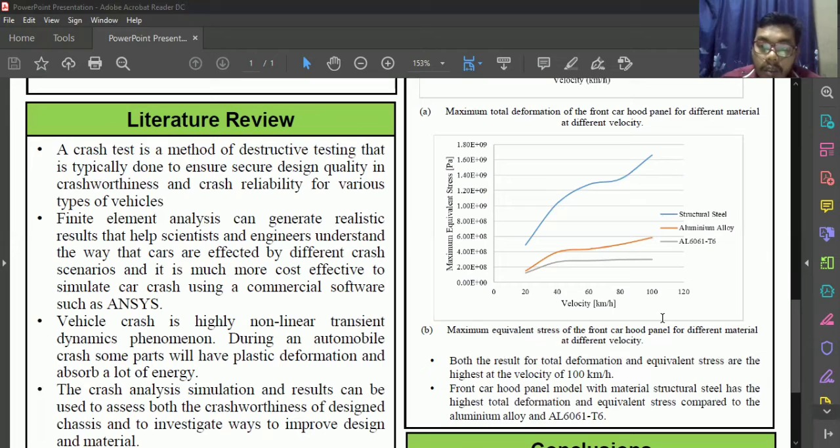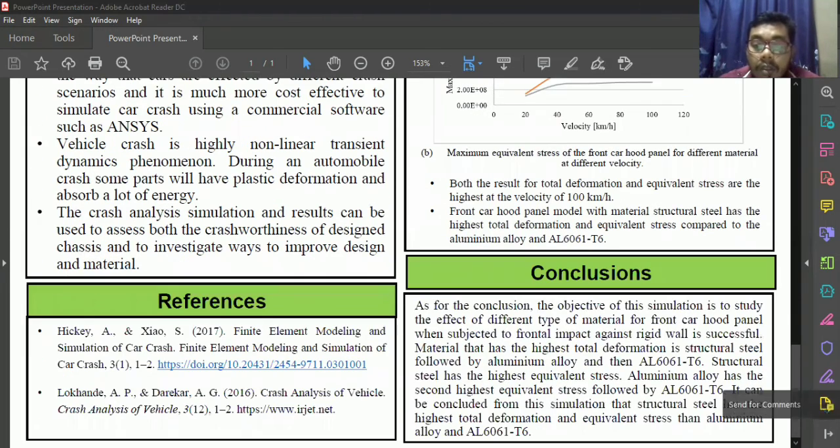For AL6061T6 material, at the velocity of 100 km per hour, the maximum equivalent stress is 3.038 × 10^8 Pascal. As for the conclusion of this research, the objective of this simulation, which is to study the effect of different types of material for the front car hood panel when subjected to frontal impact against a rigid wall, is considered successful.